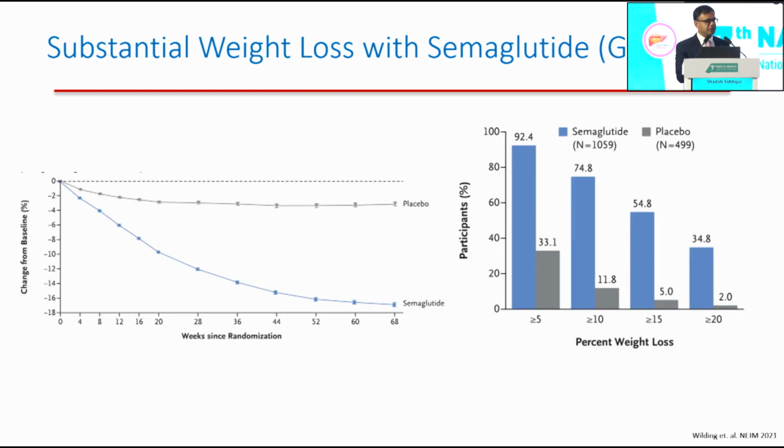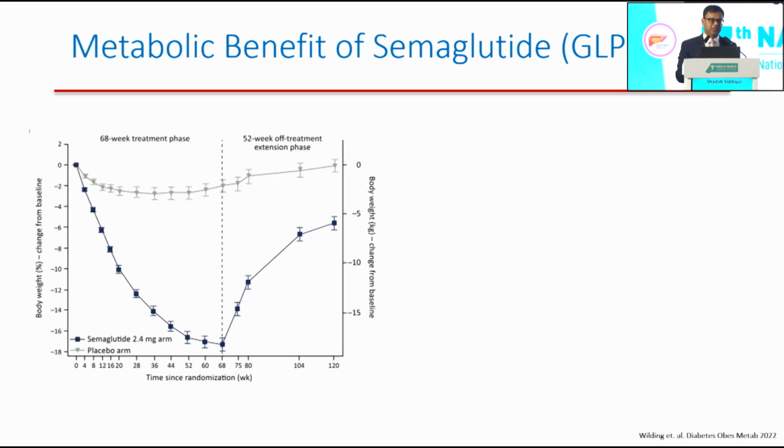But semaglutide or GLP-1 receptor agonists cause substantial weight loss, considerably higher than patients who are on placebo. And this weight loss tends to happen fairly early on after medicine is initiated. And even if medicine is stopped, the weight doesn't always go back to where they're starting from. So there is some net benefit of this medication, even if it's stopped.